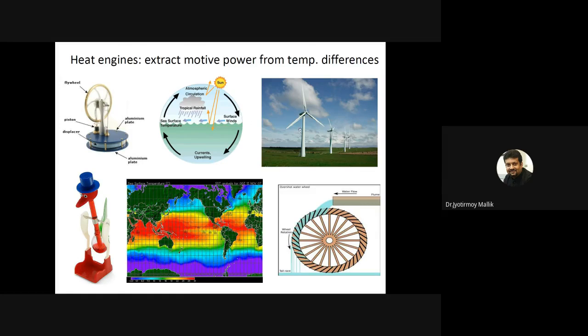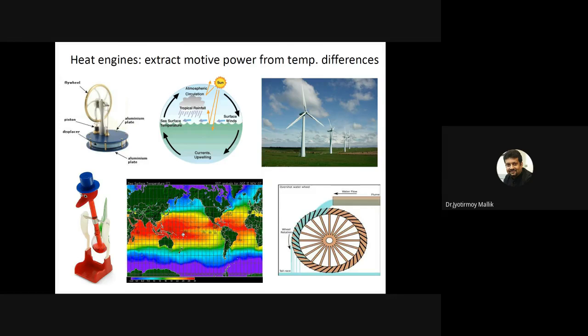Of course, the wind actually flows due to disequilibrium of heat, and we can use that wind energy, of course, to create electricity. Okay, and you can see the temperature profile across latitudes.